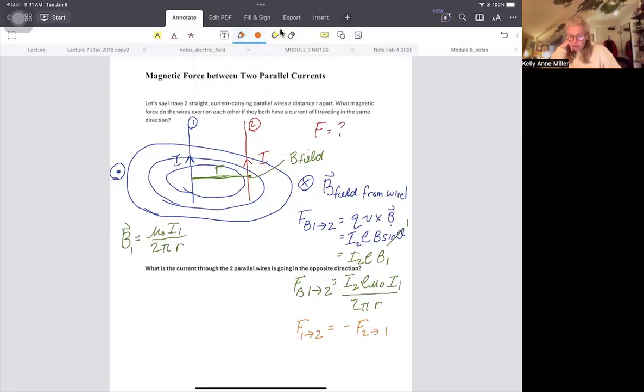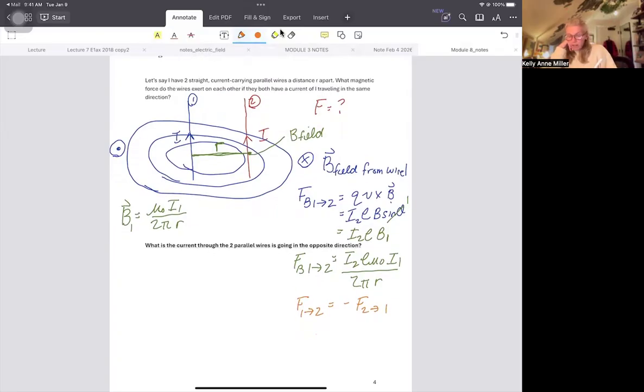Okay, so any force that wire 1 imposes on wire 2 is going to be paid back by wire 2 on wire 1. So what I want to do is find the direction of this force. This is the magnitude of the force, but what is the direction?